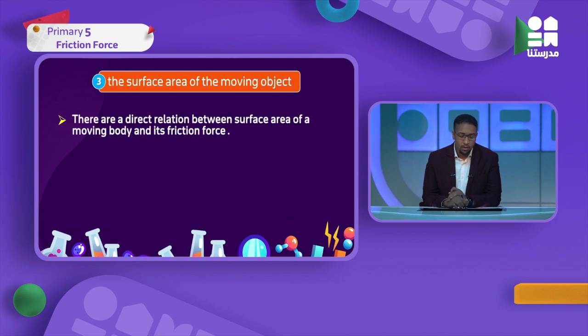Surface area means what? This paper has an area. As the area gets bigger, the surface area increases, and bigger, surface area increases. So what will happen to friction?